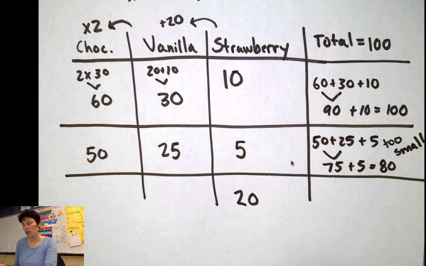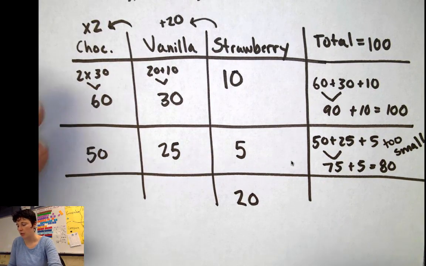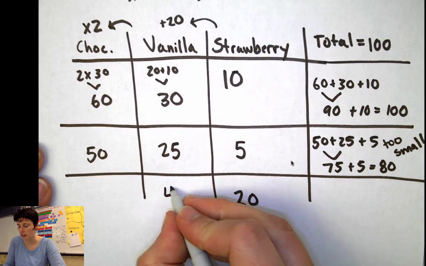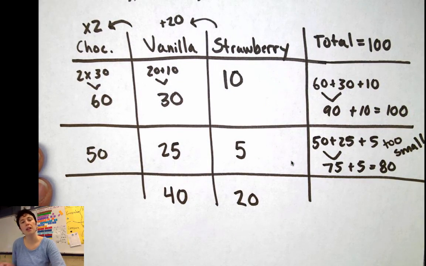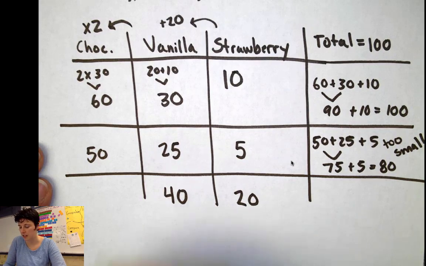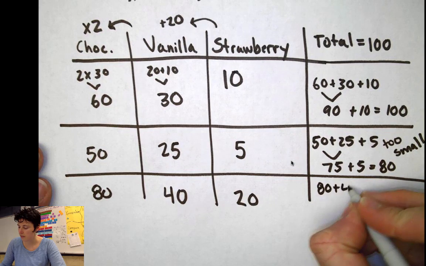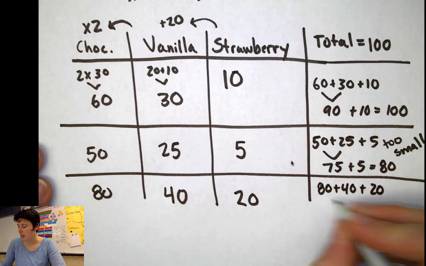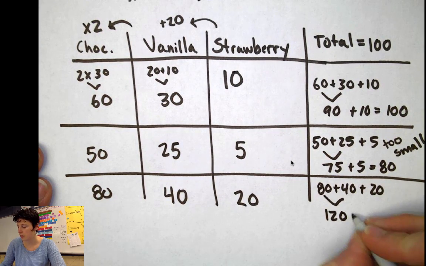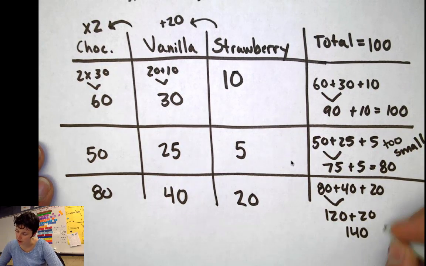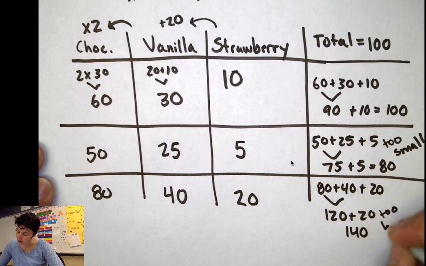And if I had guessed strawberry was 20 students, well, vanilla is 20 more, so 20 plus another 20 is 40. And chocolate is twice that, double that, so twice 40 is 80. So I would have had 80 plus 40 plus 20. 80 and 40, that's 120 plus 20. This is 140. It's way too big. So I'm going to write over here, too big.